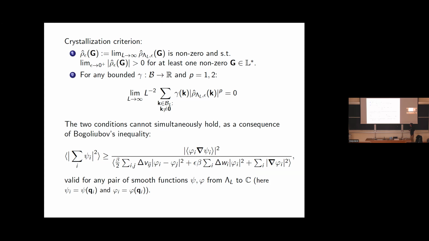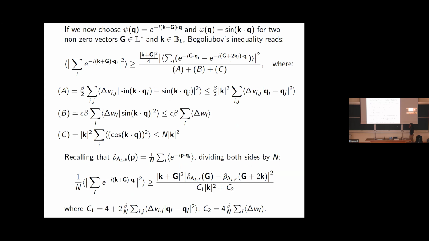In this inequality, psi i and phi i are just the function psi computed at q i and phi computed at q i. These two functions are two arbitrary smooth functions from the torus to the complex numbers. Now the point is to make a suitable choice of psi and phi to translate this into a useful inequality that will give us bounds on combinations of this sort. Again, I sort of sketch the proof. I think that there are all the elements for you to reconstruct the details.